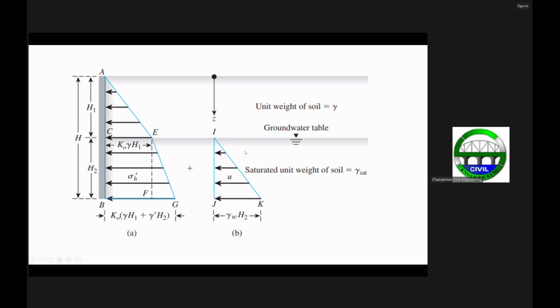Above the groundwater table, you have the unit weight of the soil. It did not mention dry, so this may be the moist unit weight. Below the groundwater table, you have the saturated unit weight of the soil, or gamma sat, which is normally higher than the moist or dry unit weight by around 2 to 4, for example. So the saturated unit weight is heavier than the dry or the moist unit weight.